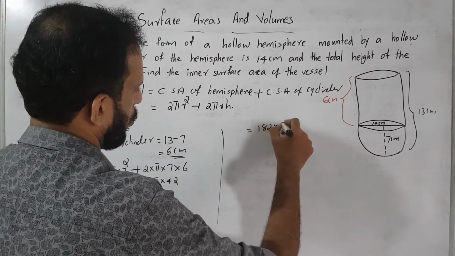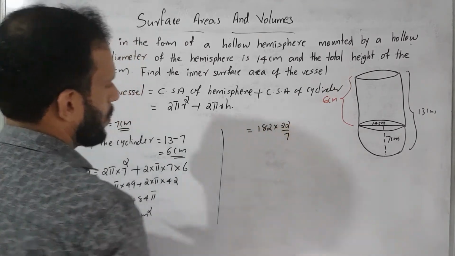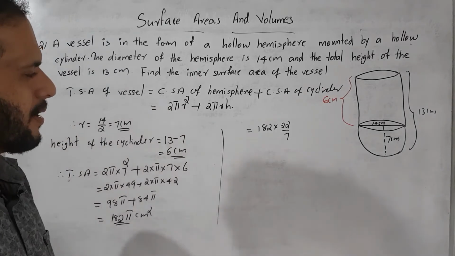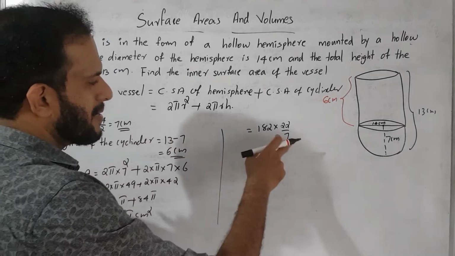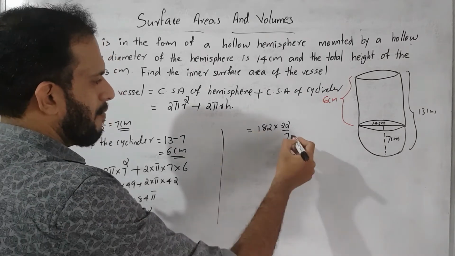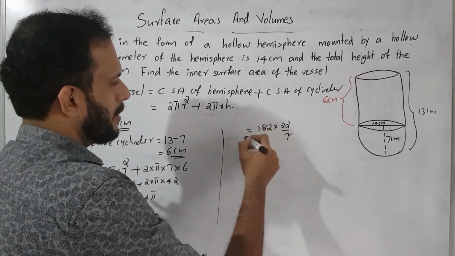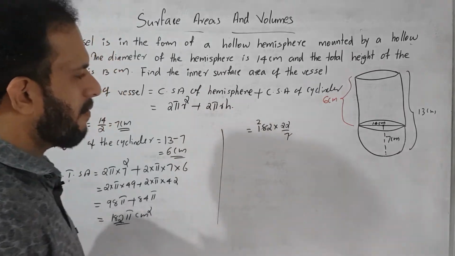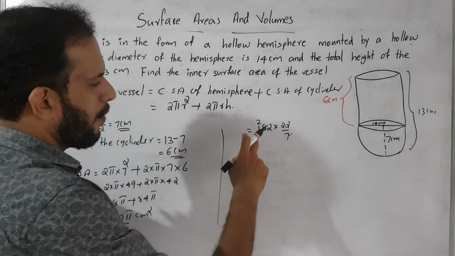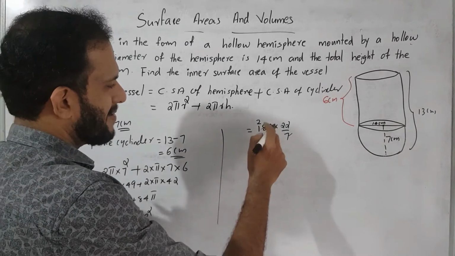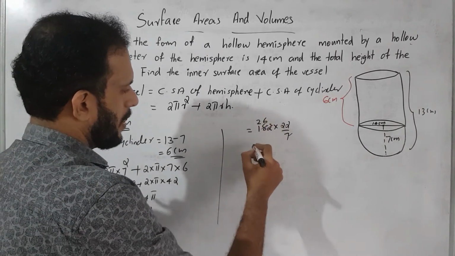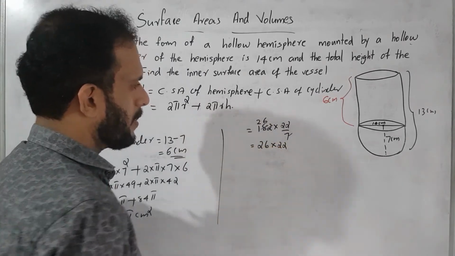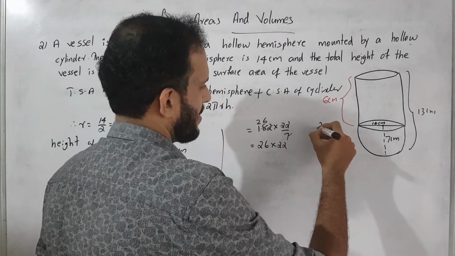182 into 22 by 7. Okay, 182 into 22 by 7. Then we just check, is it possible to reduce by 7 and 182? 7 how many times goes into 18? Yes, 2 times. Correct? 7 twos are 14. Then 4 is the balance, 42. Then 6 times. Then we get 26 into 22. Correct? Then we just multiply 26 and 22.